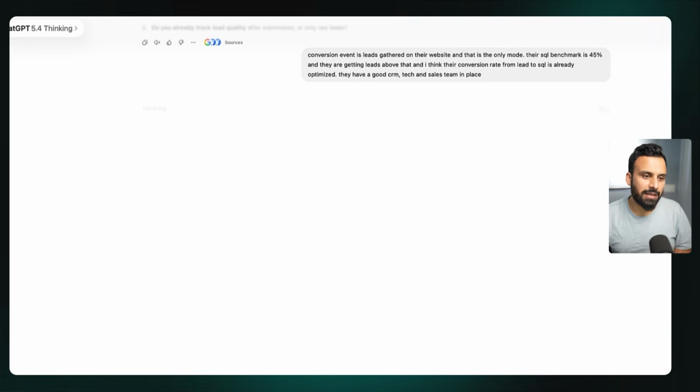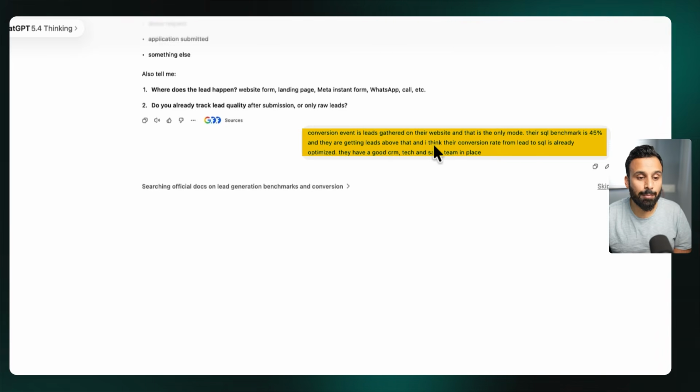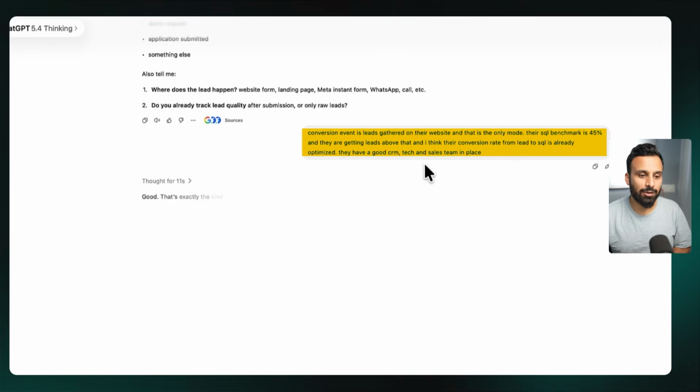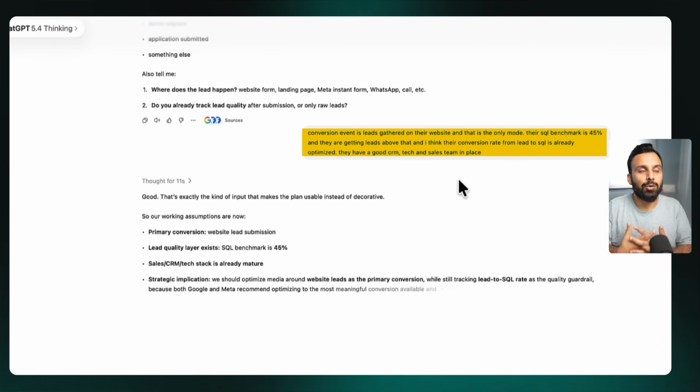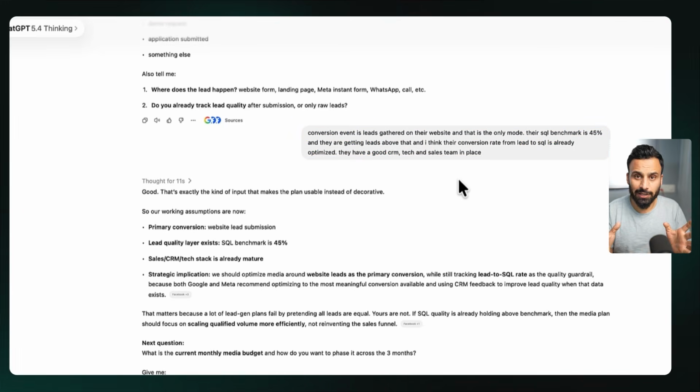The conversion event is leads gathered on their website, and that's the only mode. Their SQL benchmark is 45% and they're getting leads above that. And I think their conversion rate from lead to SQL is already optimized. They have a good CRM, tech and sales team in place. See, you can use AI to the full potential when you already know something about that particular industry.